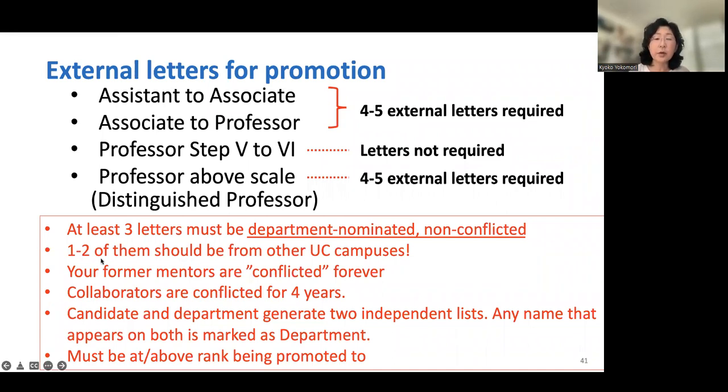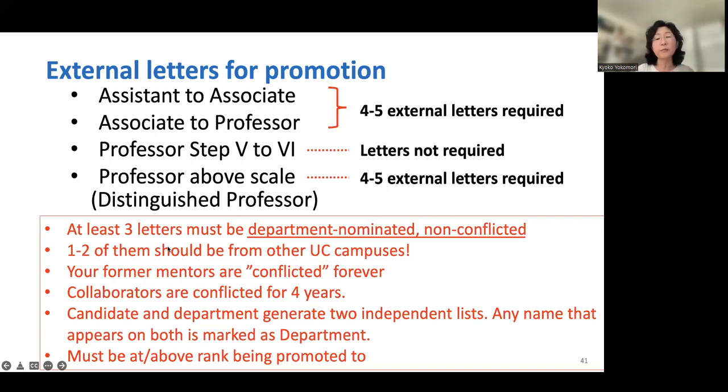And I'd like to really emphasize that 1 or 2 of them should be from other UC campuses, because people at other universities are not going to appreciate the adjunct and clinical X series, the different series, and they may not understand this above scale. But people at other UC campuses do. So it's really effective to have letters from other UC campuses saying that if the person were on my campus, he should definitely qualify. That's a really powerful statement. So make sure of that.